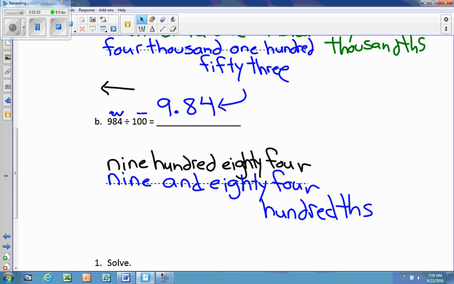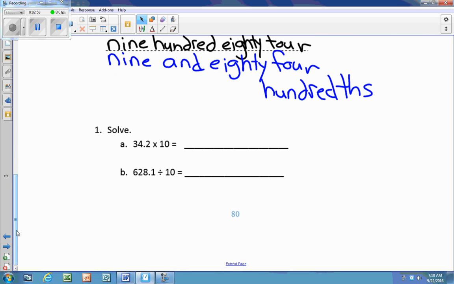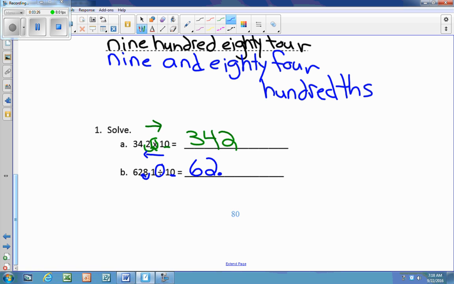So now we're going to go down, and we're going to look at the next question, which is just telling us to solve. We don't have to worry about any of the word form. So once again, when it tells me to multiply, I know I'm moving to the right. There's 1 zero, so 1 jump to the right, and here's my new answer. This time, it tells me to divide. When I divide, I'm going to the left. There's 1 zero, so I know I have to jump 1 spot. So I end up with 62 and 81 hundredths.